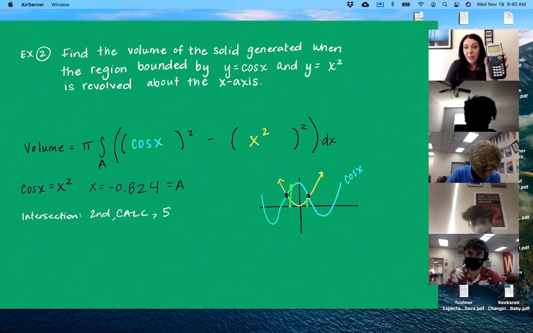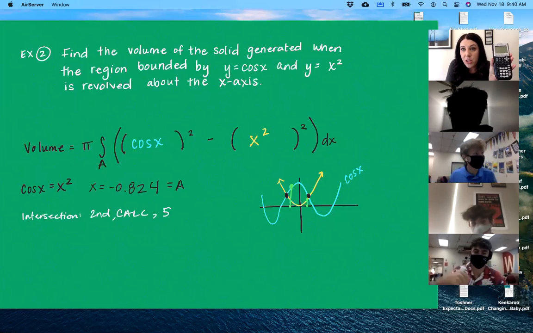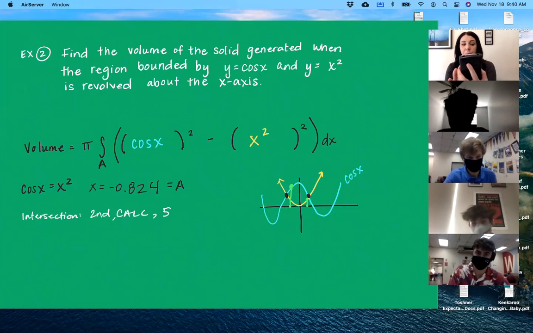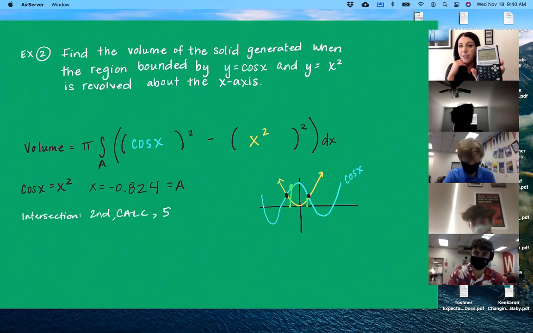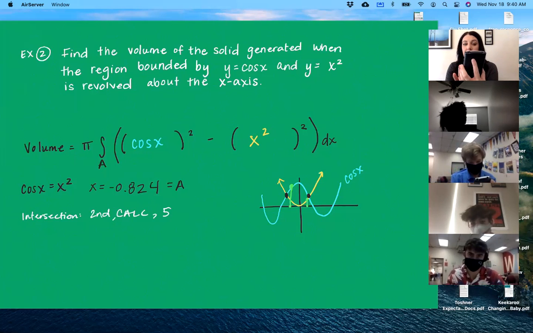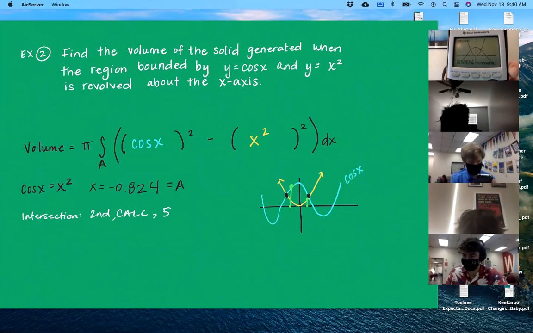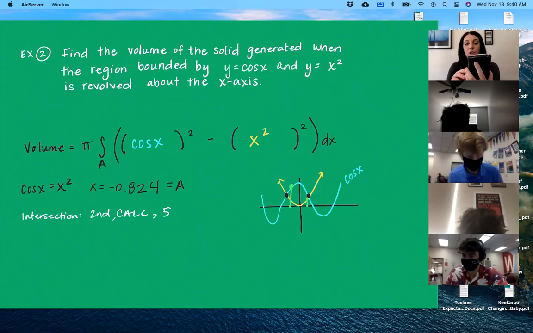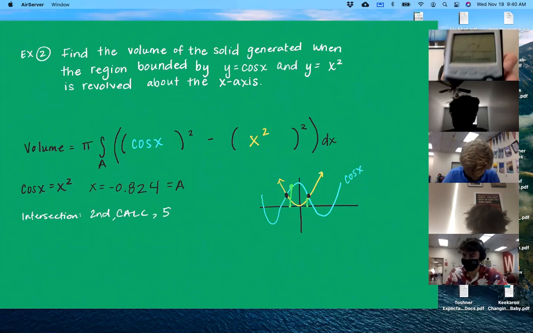Okay, so now we're going to do the same thing with the other one. So we're going to go and find the other intersection point. So we're going to go back to our graph. We're going to go second calc, number 5. This time we're going to scroll on over to the right one so that we're close to that other zero that's in the first quadrant, or that other intersection point, excuse me. Press enter. So we're on the first curve, second curve, press enter, guess, press enter. And it's going to bring up our other thing.